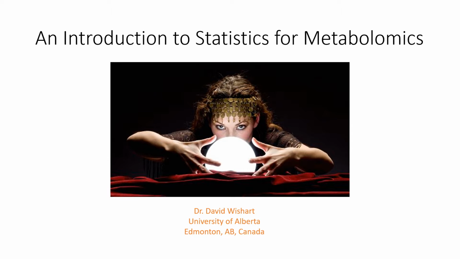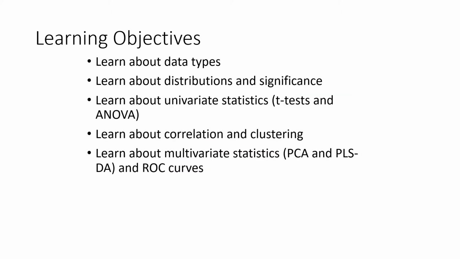This first part will focus on how you can use statistics and how to interpret them in a simple, non-mathematical way. In particular, we have 5 learning objectives for this particular lecture. First is to teach you a little bit about data types that we use in statistics. Second part is to help people understand a little bit more about distributions, statistical distributions, and the measurement of significance. Third part will focus on univariate statistics, the application of student t-tests and analysis of variance, or ANOVA.